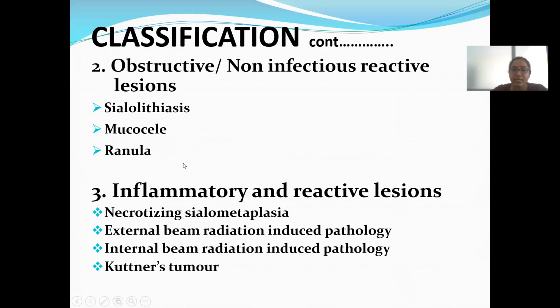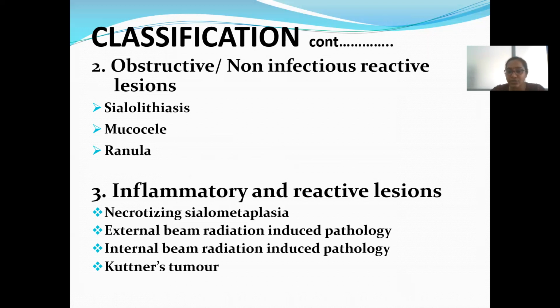Then you have the next category, that is inflammatory and reactive lesions, which includes necrotizing sialometaplasia, and external or internal radiation induced pathology. That means if you can all recollect, epithelial cells are sensitive to radiations. Suppose any radiation is passed through the salivary gland or in the vicinity of the salivary glands, these epithelial cells can get damaged. So these damaged epithelial cells can cause some kind of pathology in your salivary glands, and definitely it will alter the components of saliva as well as decrease the secretion of the saliva.